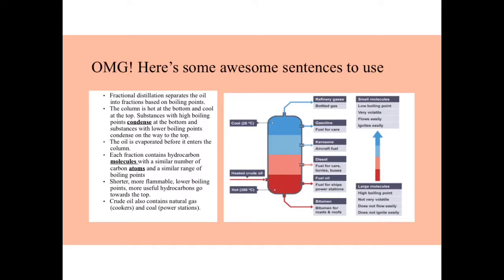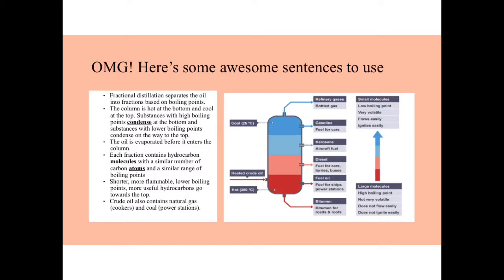Okay, each fraction contains hydrocarbon molecules with a similar number of carbons. Okay, so diesel comes out around there, but there might be other substances there that have got the same number of carbons as diesel, or quite similar carbons to diesel. Okay, the ones at the top then are more flammable, so that's how we can tell them apart. They boil at a lot lower temperatures, ignite easily, so we can set fire to them. Okay, the ones on the bottom have got higher boiling points. They're not as volatile, so we can't burn them as easily.